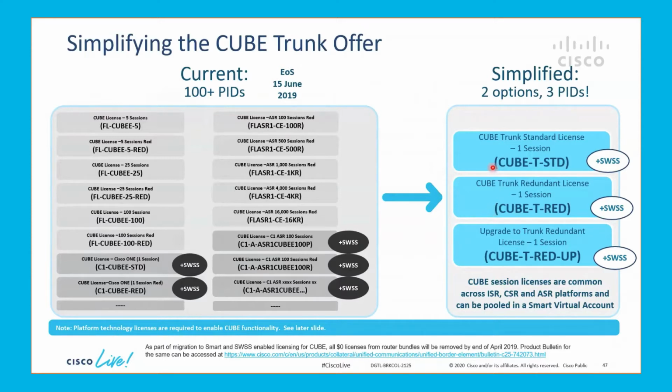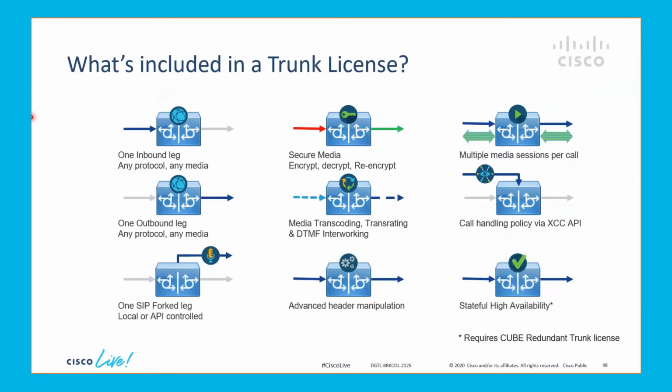If you start with a standalone license and you want to upgrade to a redundant, this is the SKU Cube T Red Up that you will use. All these licenses require a Swiss. Okay, what's included in a trunk license?